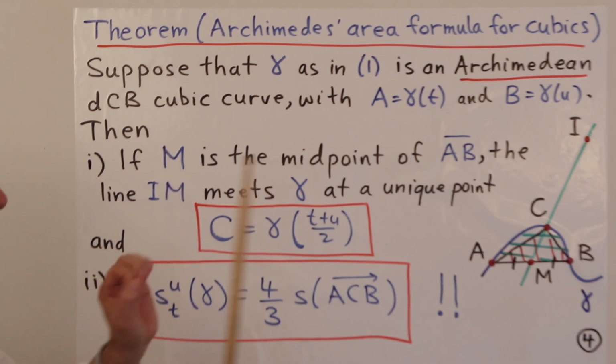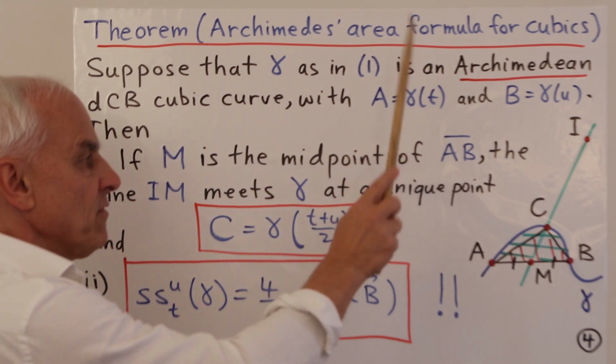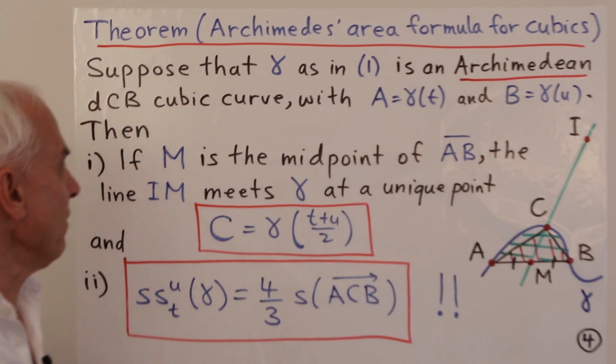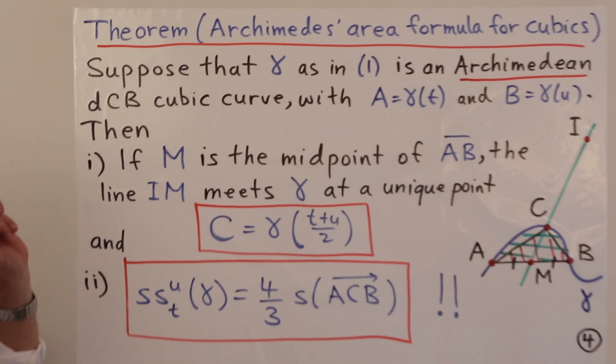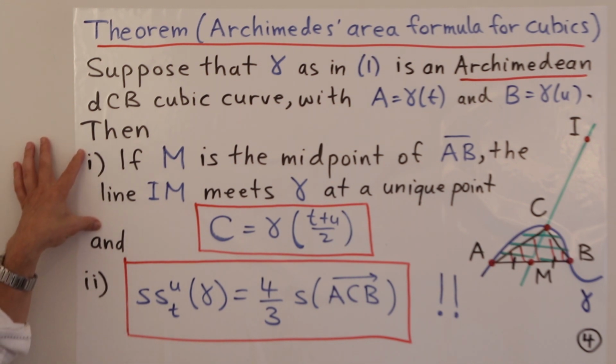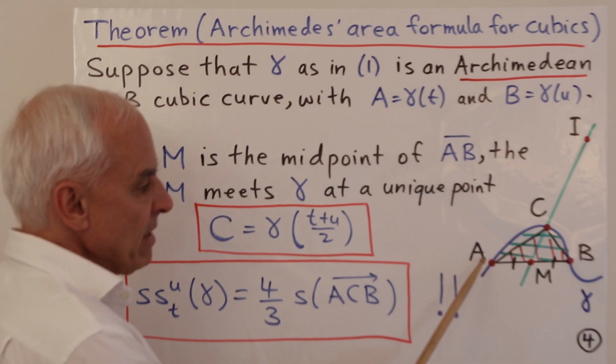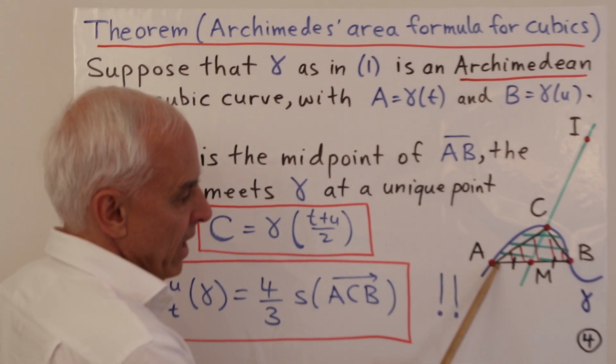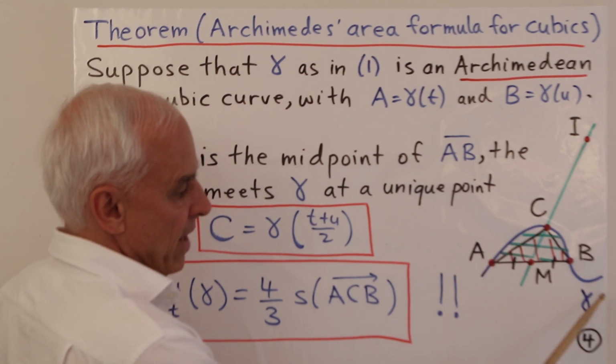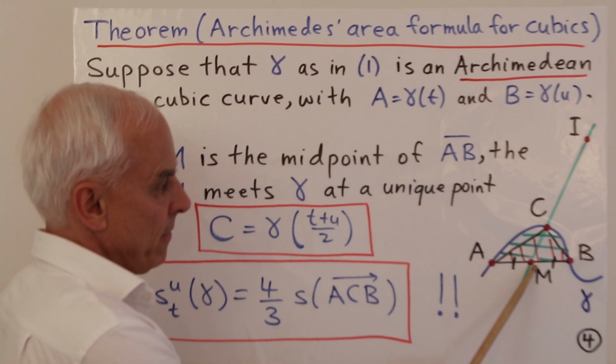And that we have 2 points on it, A, which is gamma of t, and B, which is gamma of u. Then we have 2 statements. So the first is a kind of preliminary statement. The first statement is that if M is the midpoint of AB, so here's point A and point B on our curve gamma, and there's the midpoint M.